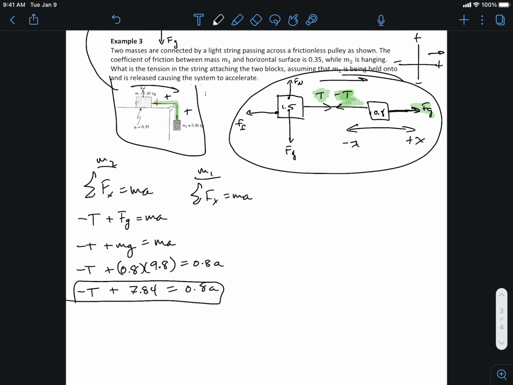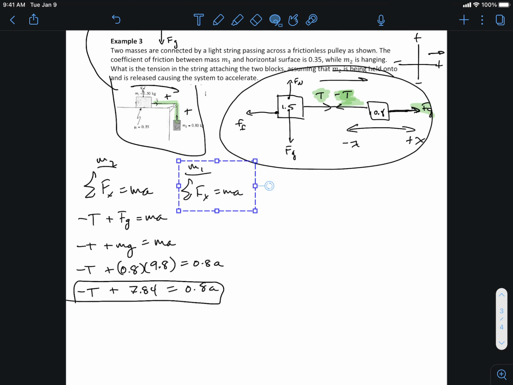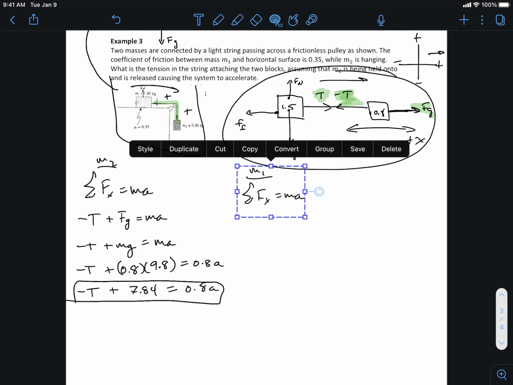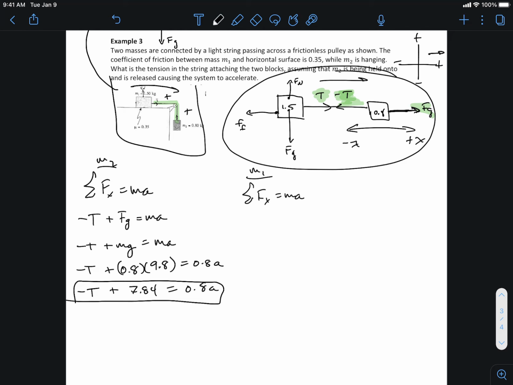we're doing the exact same thing for M1 now, right? I'm just going to add up the forces in the x direction for M1 now. Okay, a little bit more busy, but actually not too bad, right? I know positive tension, and then negative force of friction is equal to Ma. Positive tension. The problem this time is that we have friction.